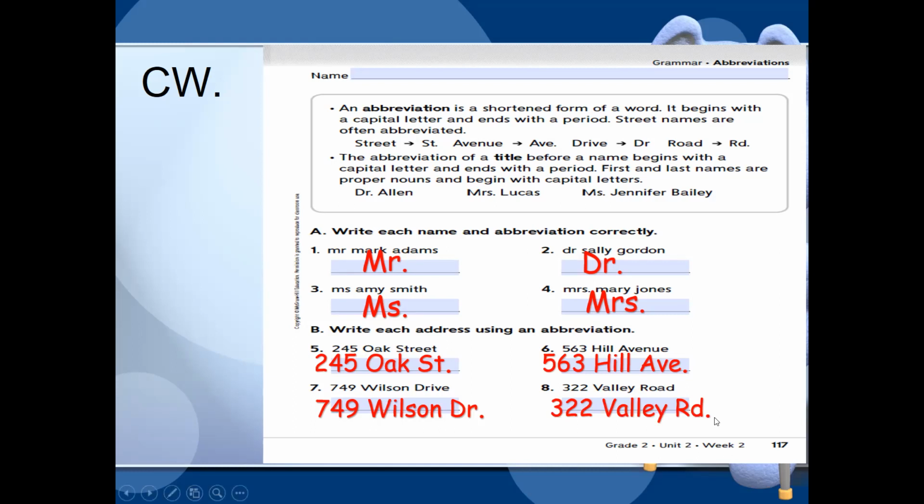Okay, grade 1, you're doing a perfect job. What I want you to do is focus on the addresses that we have here at the top and the titles of people. Okay, we always start with a capital and end it with a period. Mrs. to the lady who's married and Miss to the lady who's single. Okay, doctor, street, avenue, drive, road.